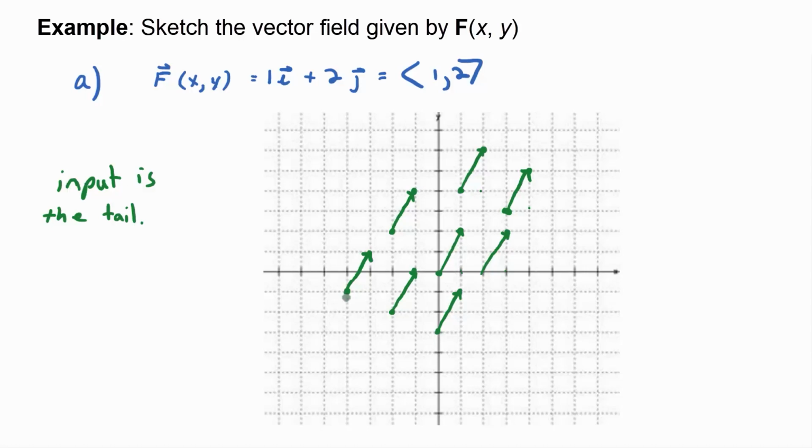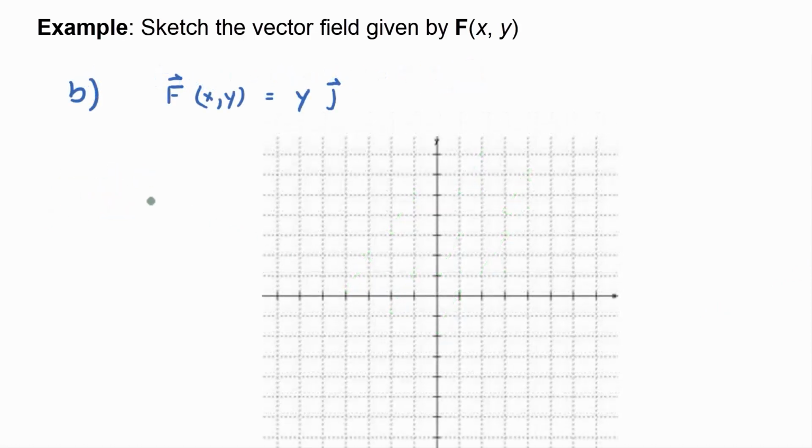But do you think they're all going to be constant? No, that wouldn't be very interesting, would it? Part B, here we have f of x, y equals y times j, which if you prefer component form, we could express as what? What components would this have? 0, y.